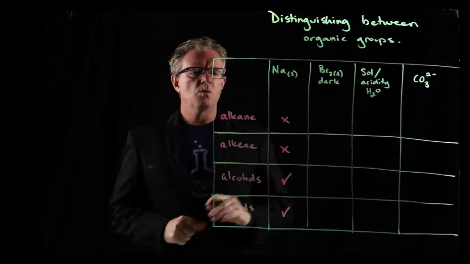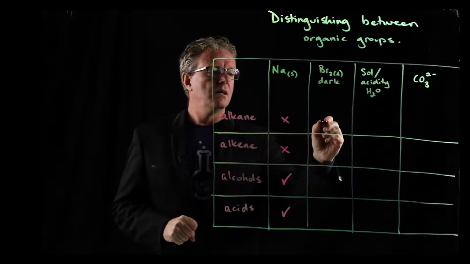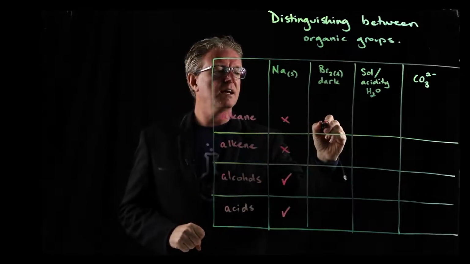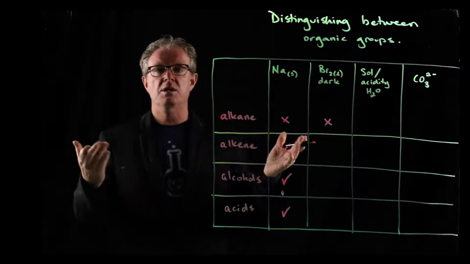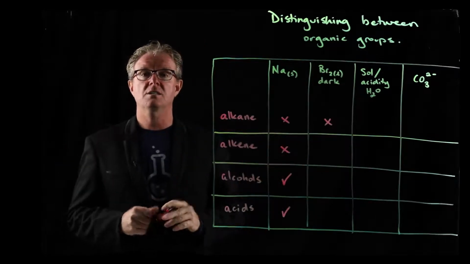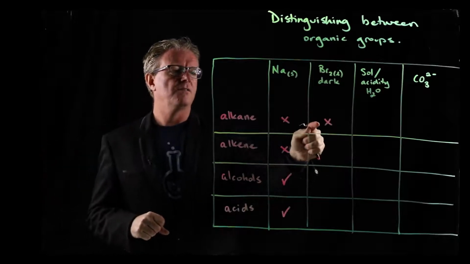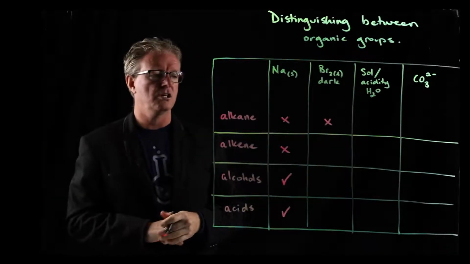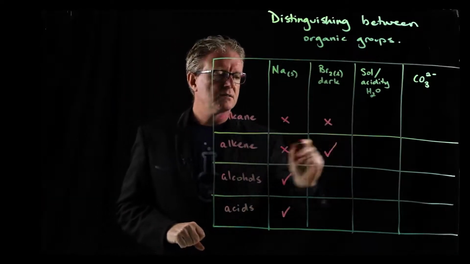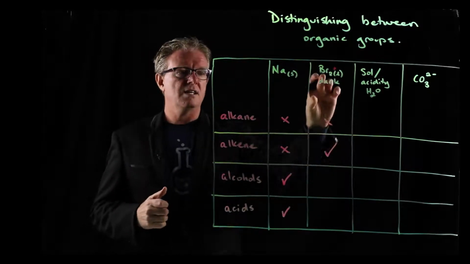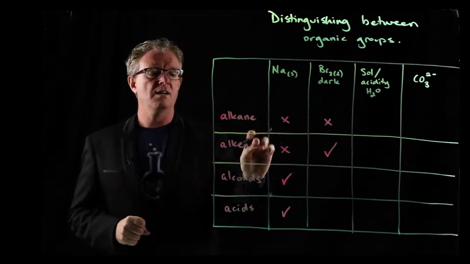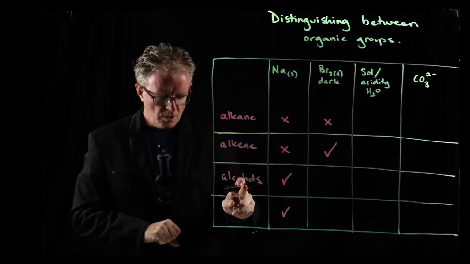What about the bromine water test in the dark? Well, in the dark, an alkane has no reaction, because it's a substitution reaction and it needs UV light. Since it's in the dark, there's no UV light, and therefore it doesn't undergo any colour change. But the alkene does. So straight away, you can use that test to determine whether it's an alkane or an alkene. But what about alcohols?